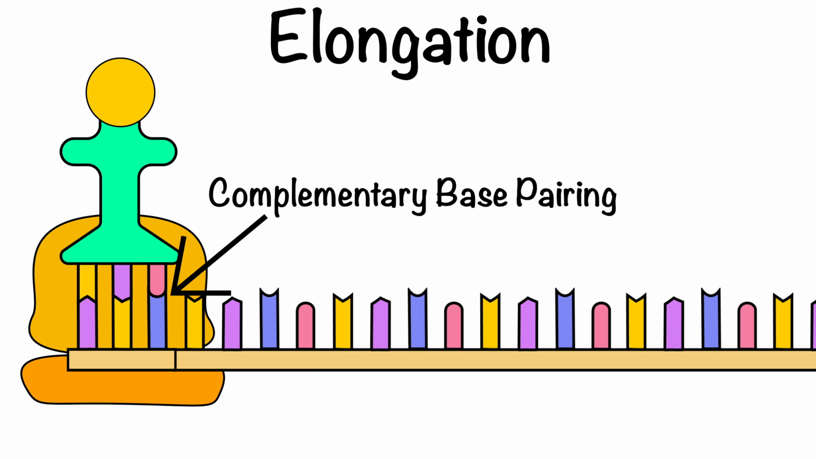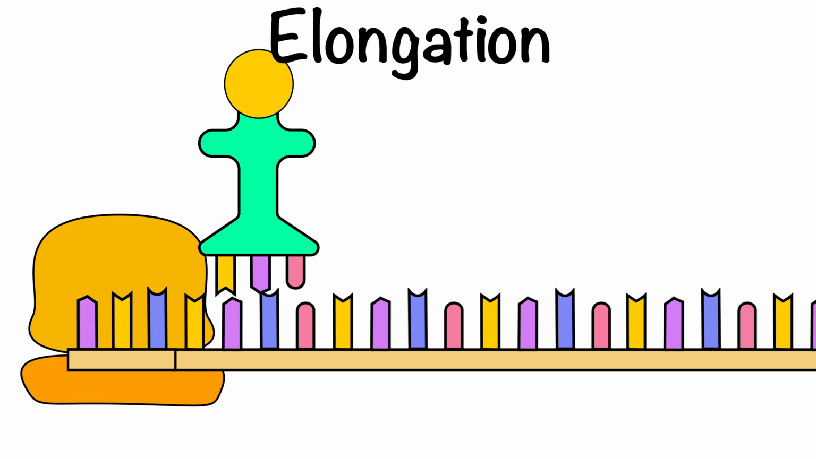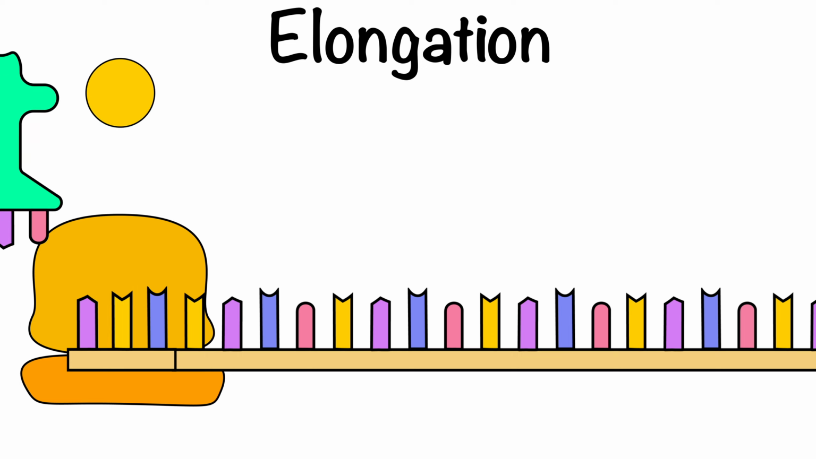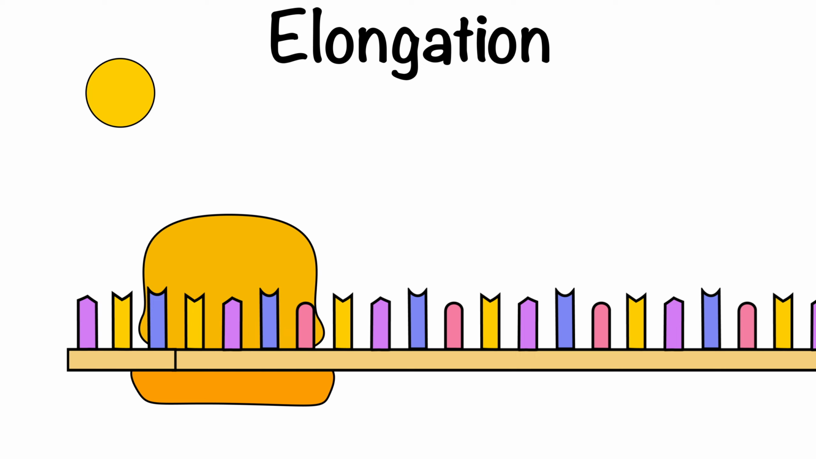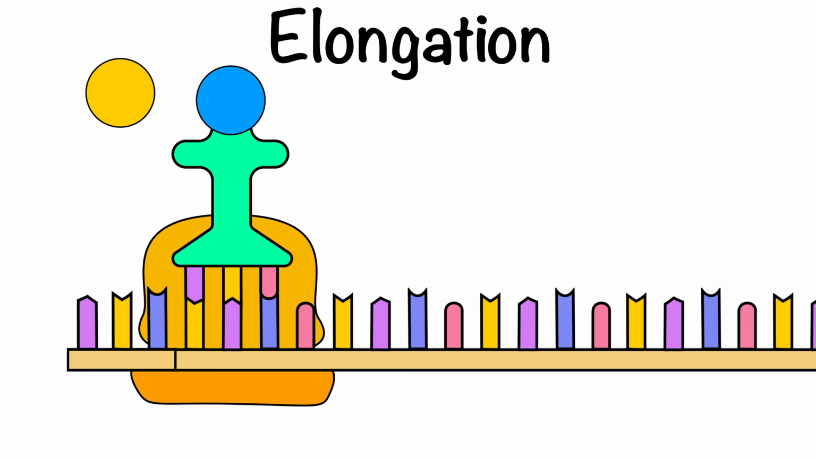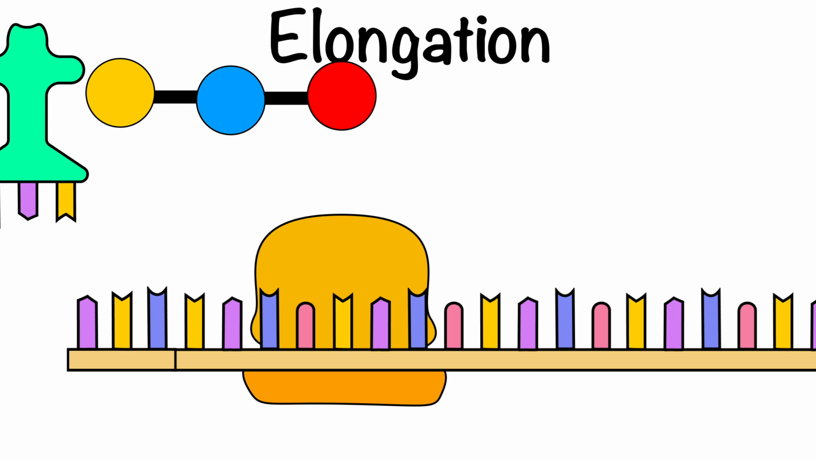Elongation. tRNA keeps bringing amino acids to the growing polypeptide according to complementary base pairing between the codons on the mRNA and the anticodons on the tRNA. As the tRNA moves into the ribosome, its amino acid is transferred to the growing polypeptide. Once this transfer is complete, the tRNA leaves the ribosome. The ribosome moves one codon length down the mRNA, and a new tRNA enters with its corresponding amino acid. This process repeats itself, and the polypeptide grows.